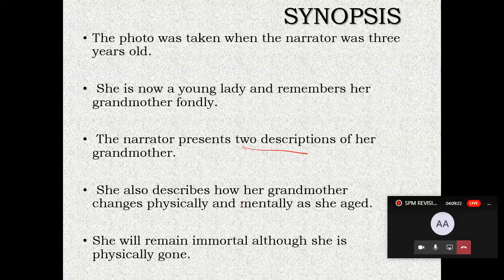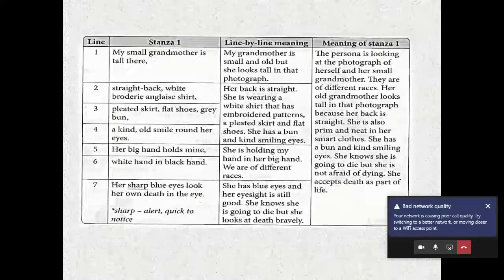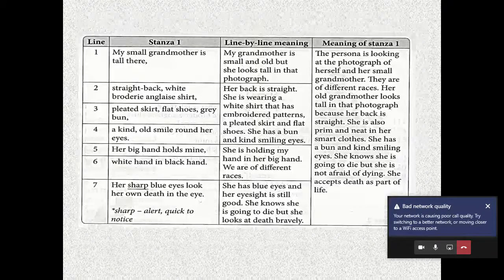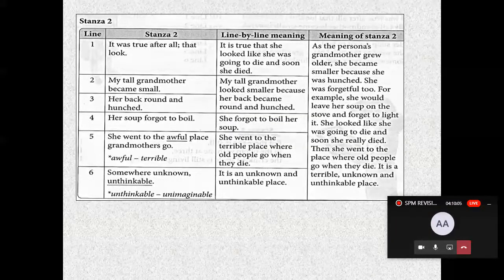She also describes how her grandmother changes physically and mentally as she ages. She describes how she starts hunching, and how she tends to be forgetful and senile. She'll remain immortal although she's physically gone. That means she'll remain living in that picture, but she's actually physically gone. So I've got a few slides here that have line by line meaning and the meaning for the entire stanza. I won't go through them. I would like y'all to go through them for a better, clearer view.